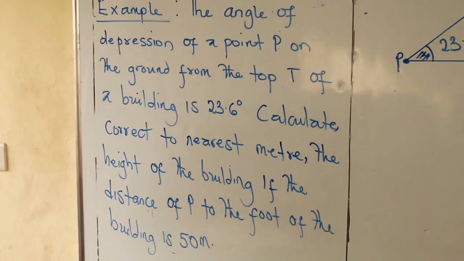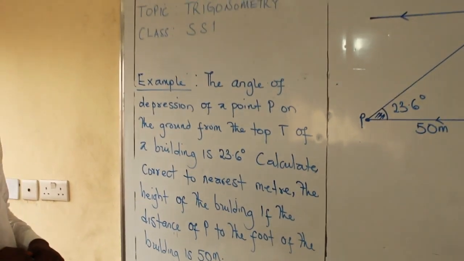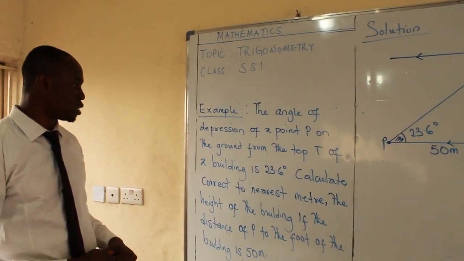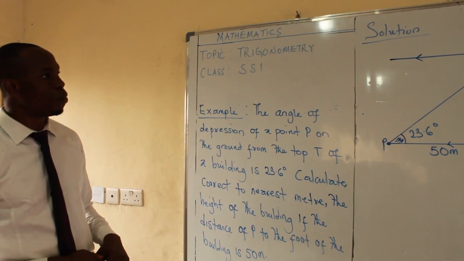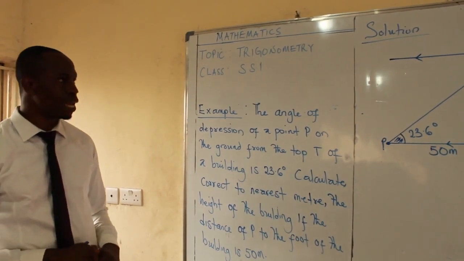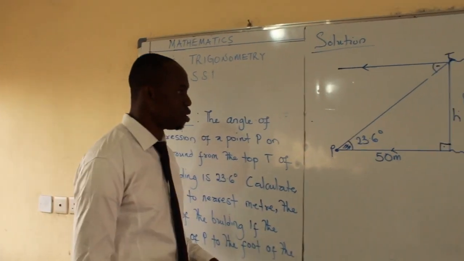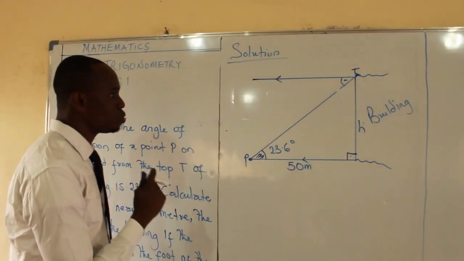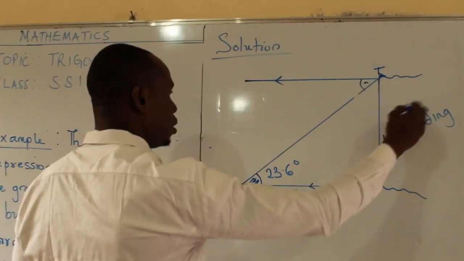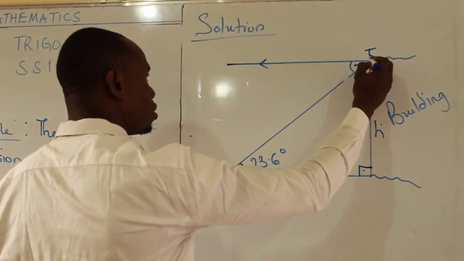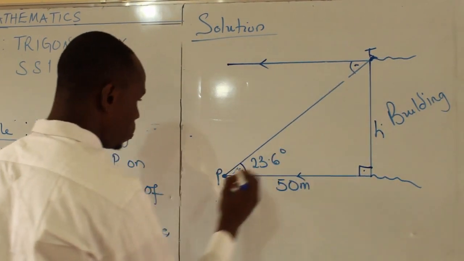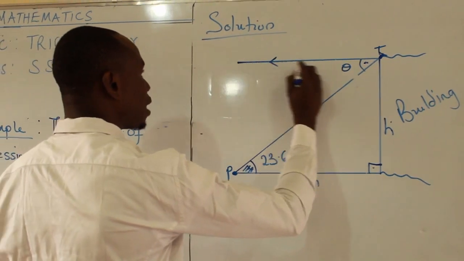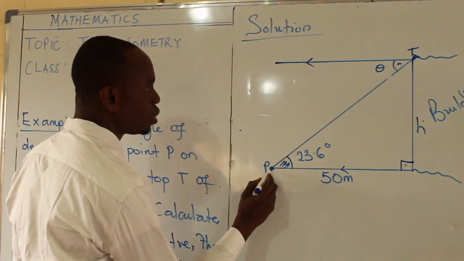In our previous classes, we had learned angle of depression and angle of elevation. To depress means to stay from a point and look down below the eye level. So this diagram here represents the question that was given to us. This is the building and this is where the observation was made. This is the point P, and this is the angle from the observer's eye level to the point P.